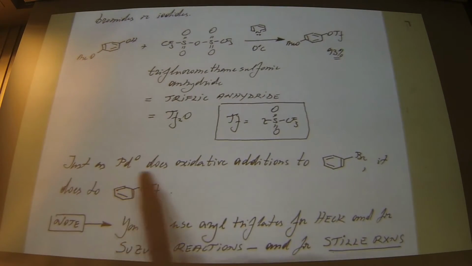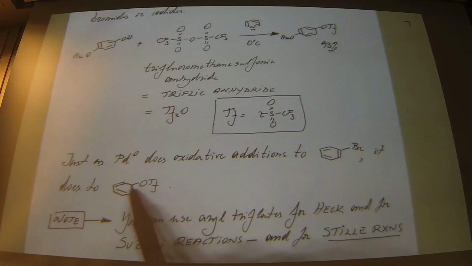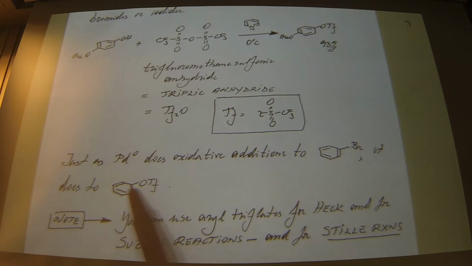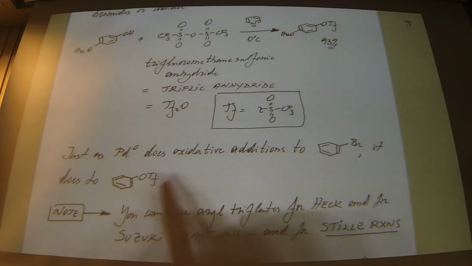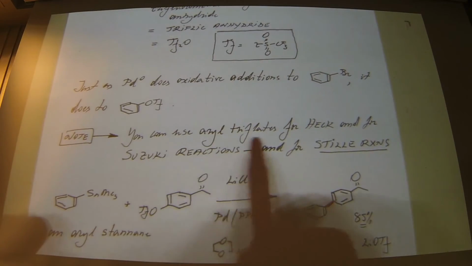So just as palladium zero does an oxidative addition to the carbon-bromine bond, you do an oxidative addition to the carbon triflate bond. And so you can use these triflates, by the way, not just for the Stille, you can use them for the Heck, for the Suzuki, and for the Negishi that I guess we're not going to talk about. So these work. And so here's how it works.